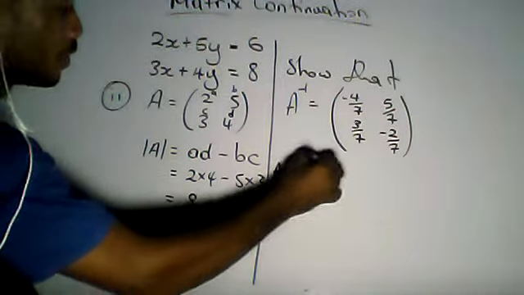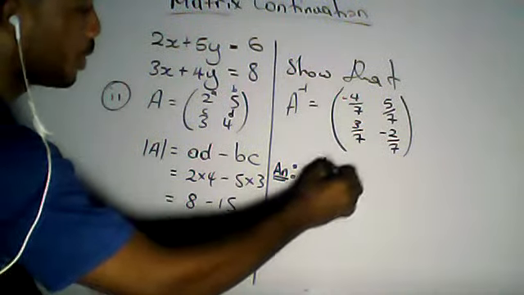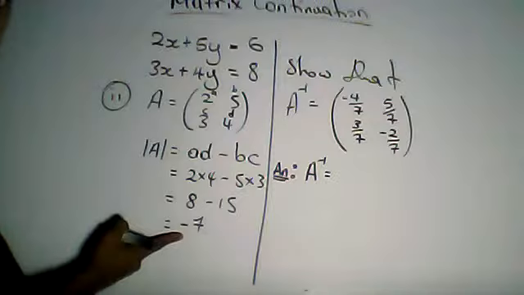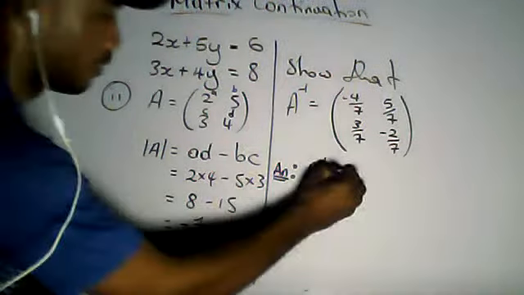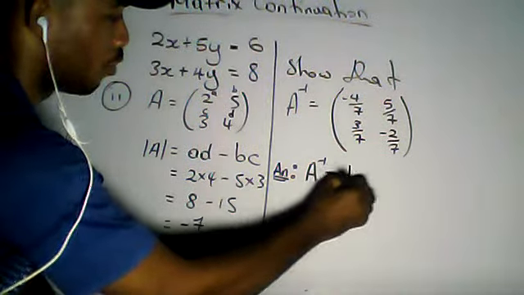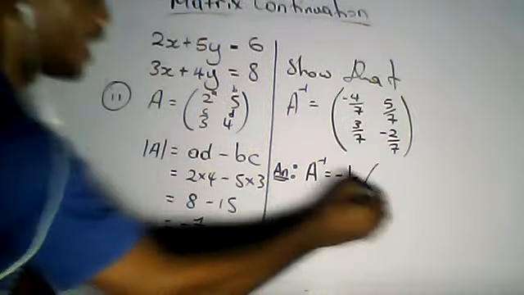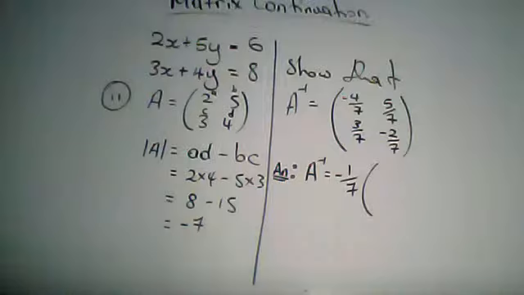So A inverse is equal to 1 over its determinant, but the determinant was negative 7, so 1 over negative 7. Well, it doesn't really matter where you put the negative. So it's negative 1 over 7 times its adjoint. So you're going to have to determine the adjoint.